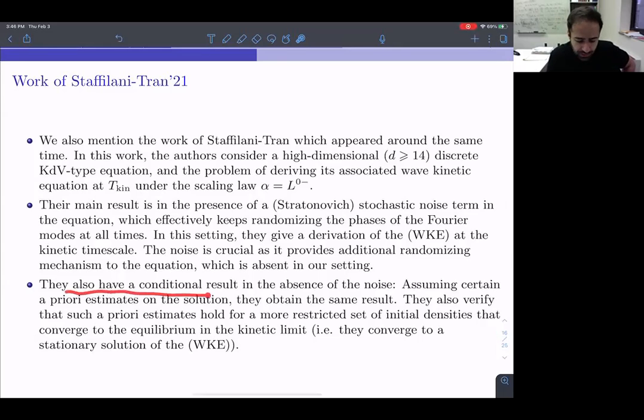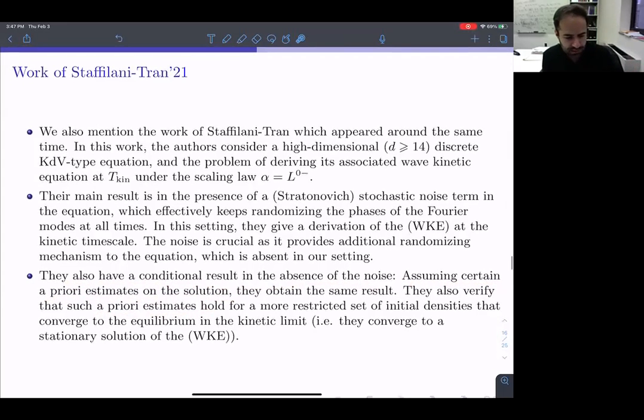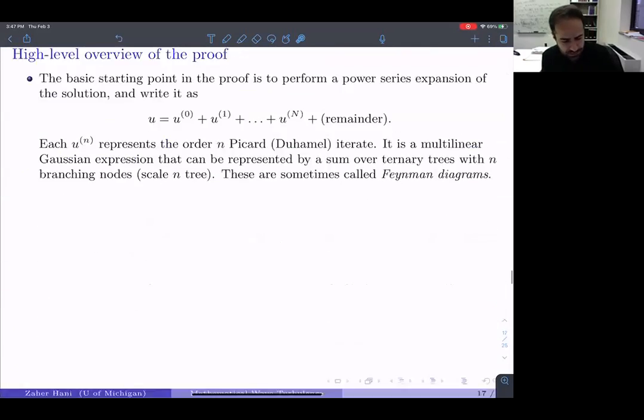They do have a conditional result in the absence of the noise, when they only randomize the initial data. But as I said, it is conditional. So they have to assume certain a priori estimates on the solution to hold in order to get that result. They verify that those a priori estimates hold for some very restricted set of initial densities. Okay, so that's all I want to say here.